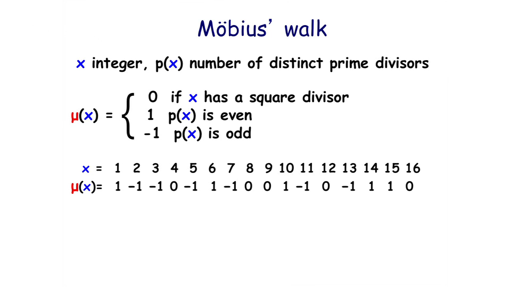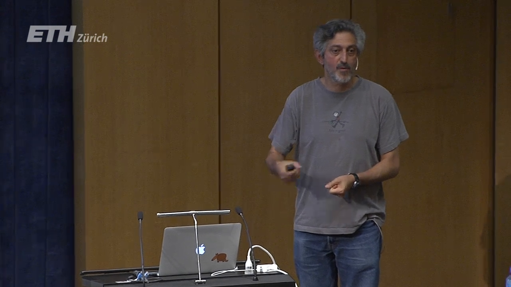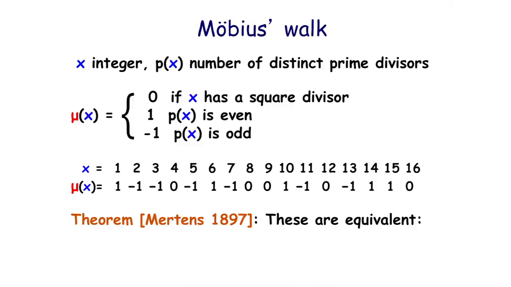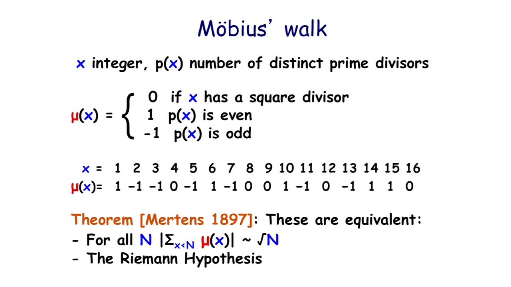Here are the values for the first few integers, and you see their Möbius value. You can interpret this value as a walk. It tells you whether to go up or to go down or to stay in the next step. And you can ask yourself, does this walk stay close to the origin? So here's an amazing fact, proved by Mertens. The following two conditions are equivalent: that this walk, the Möbius walk, stays close to the origin, and the other equivalent fact is that the Riemann hypothesis is true.